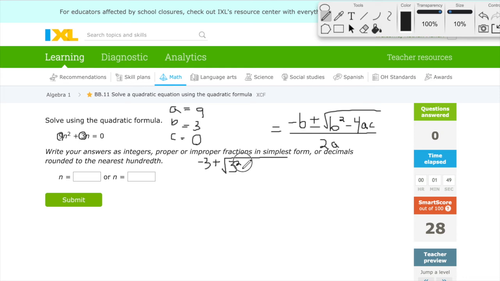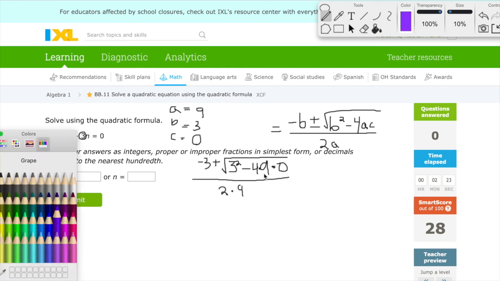I'll actually write it out instead of just calling it 9, but I think you guys could probably see that pretty quickly. 4 times a is 9, and then also times c, which is 0. Got to remember what multiplying by 0 does. That whole thing is going to get divided by 2 times a, 2 times 9. So as long as you can see where I'm getting these numbers from, it's not much more than plugging into a formula.